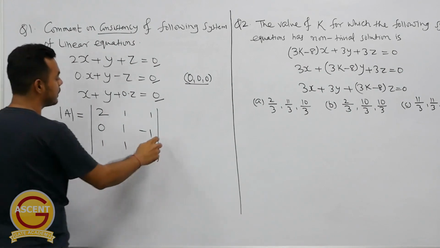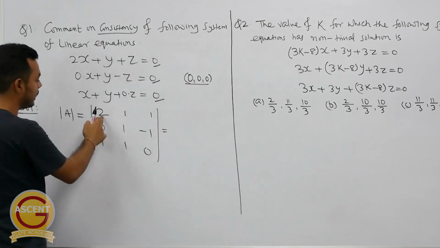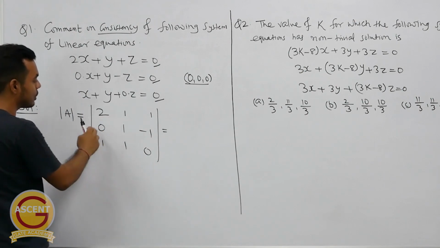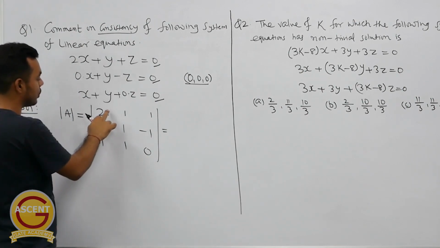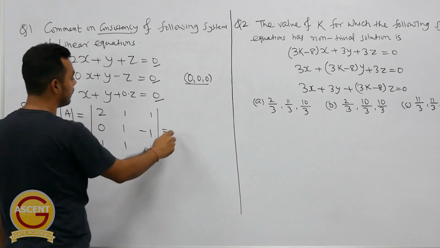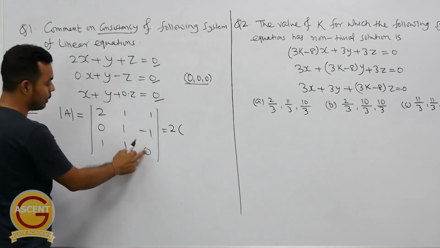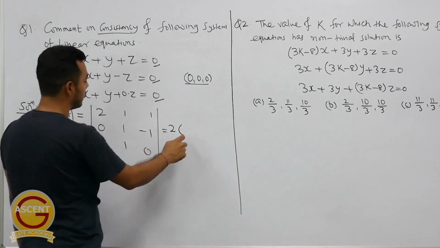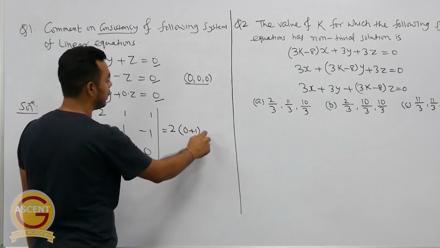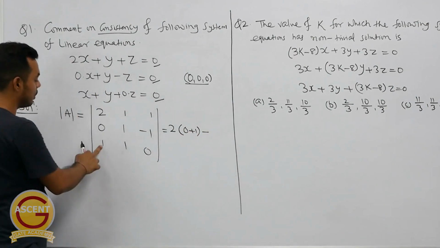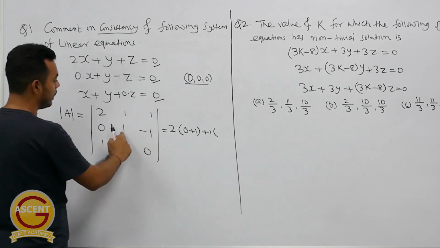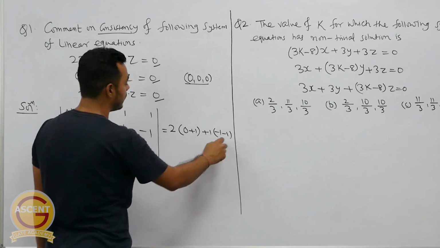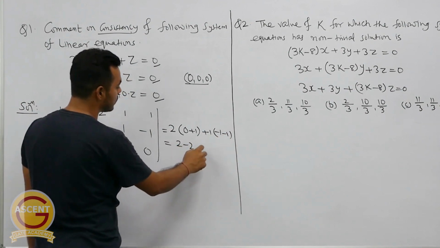Now we have to find this value. If I expand this determinant along the first column, because we have 1, 0 here, this will require less calculation. So I'm expanding along C1, so I will get 2 into (1 into 0 minus minus 1), so this will be 2 into 1, which is 2, plus 0, and then minus 1 into (1 minus 1)... 2 into 1, 2, minus 2, which gives 0.